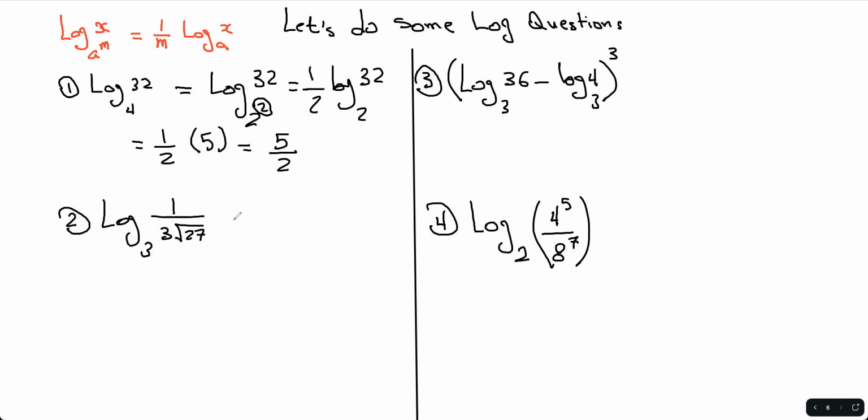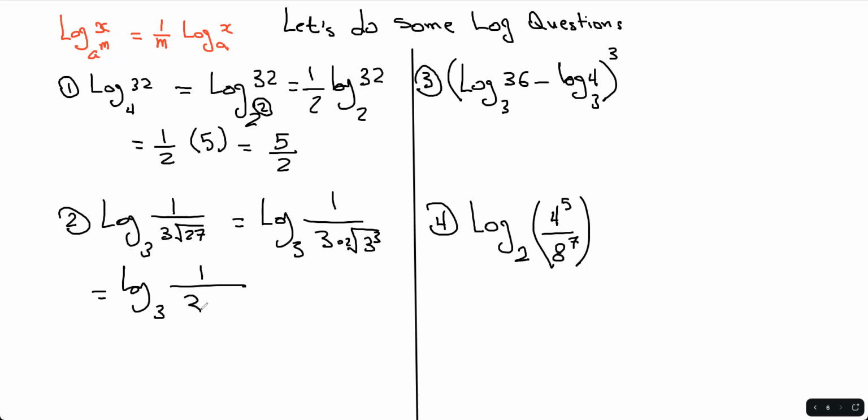Now, how about this one here? What we want to do is change that to log base 3. And the bottom, the 3 stays there, but the 27, I'm going to change it to the square root of 3 cubed. Now, remember how to change from radical form to exponential form. There's a 2, that invisible 2 right there. So we're going to change this to log base 3, 1 over 3 times 3 to the power of 3 over 2. That's how you change from radical form to exponential form.